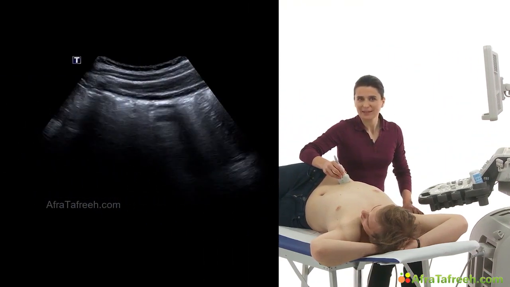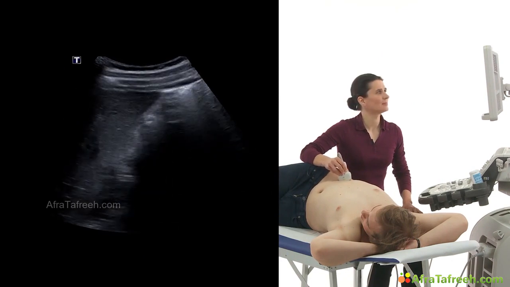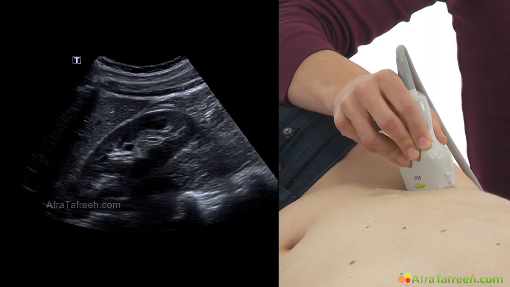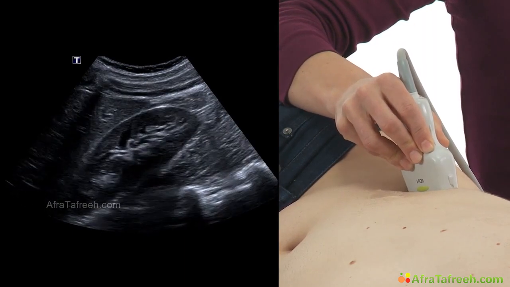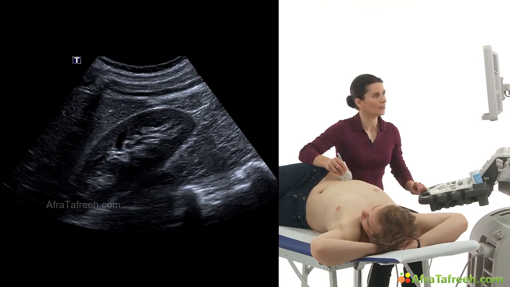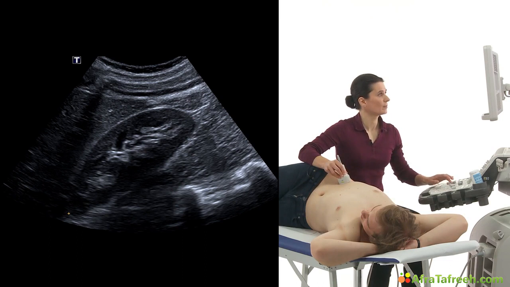So please inhale again. Now I turn the transducer until I'm sure that I've got the maximum length of the kidney. Press the freeze button. Exhale, thank you. And now I will take the length diameter. Let's see. It's 11.7, nearly 12 centimeters. That's perfectly normal.